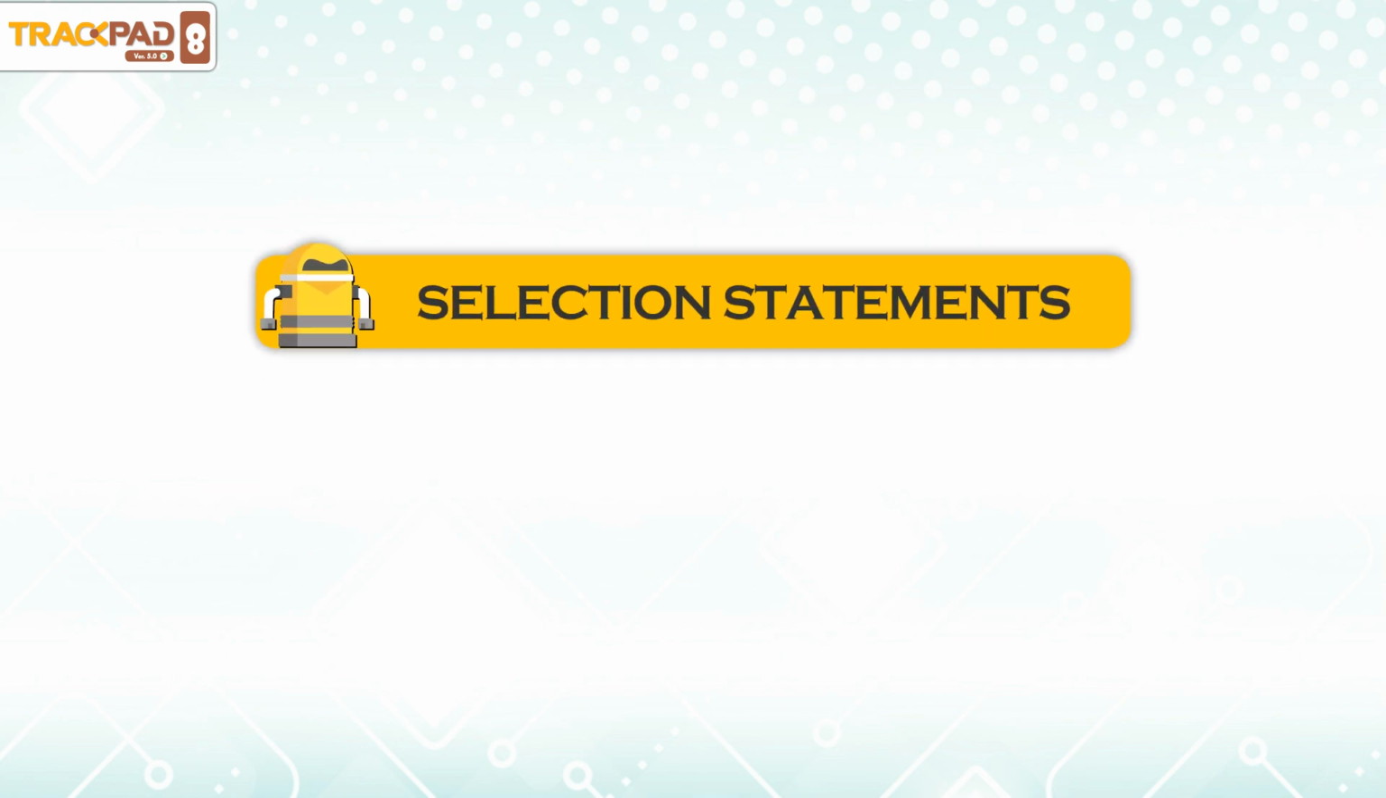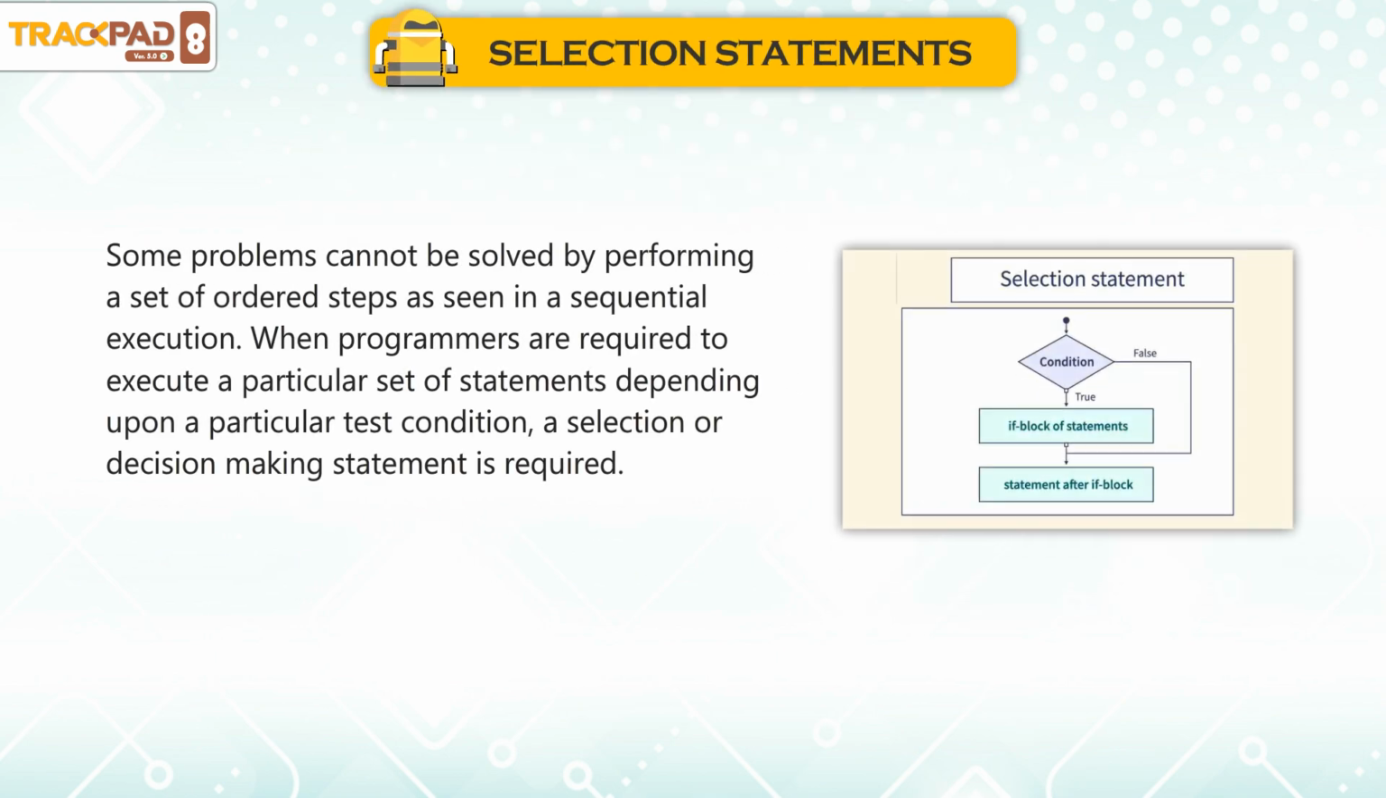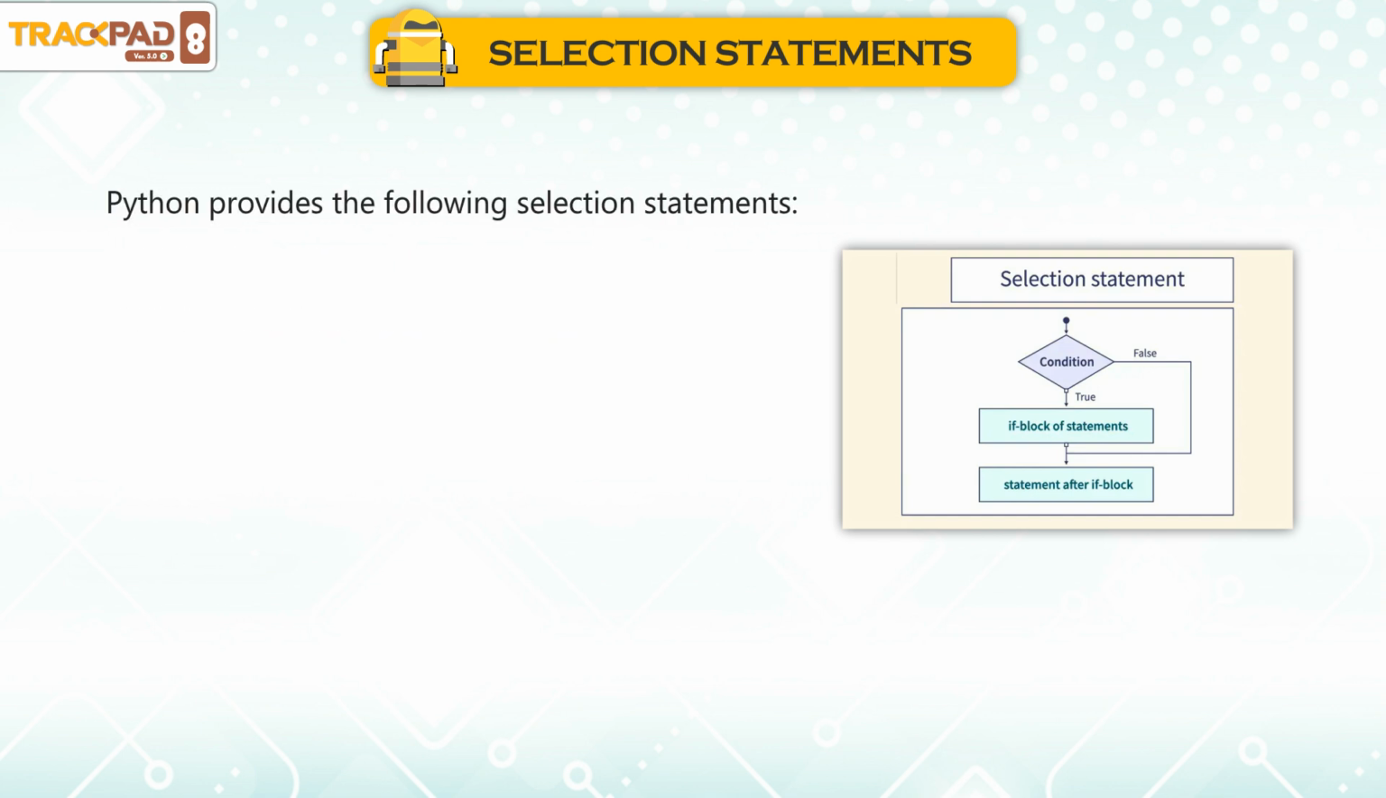Selection statements. Some problems cannot be solved by performing a set of ordered steps as seen in sequential execution. When programmers are required to execute a particular set of statements depending upon a particular test condition, a selection or decision-making statement is required. Python provides the following selection statements. First, if statement. Second, if else. Third, if elif else statement.